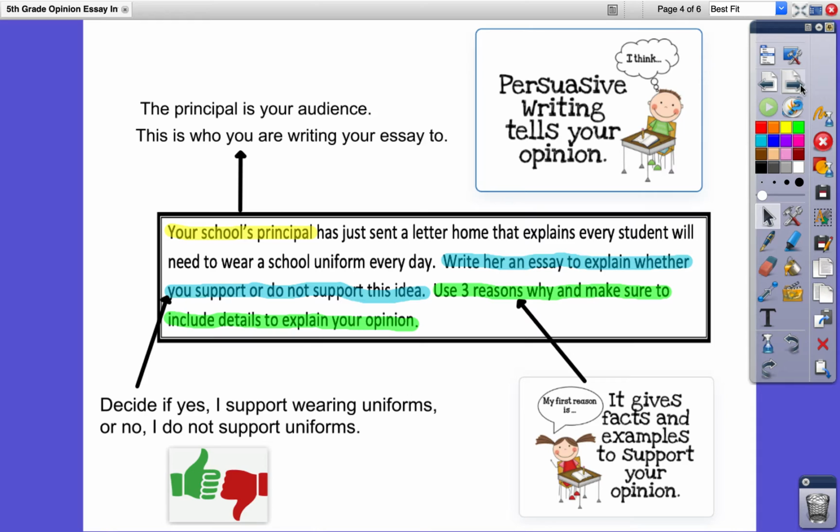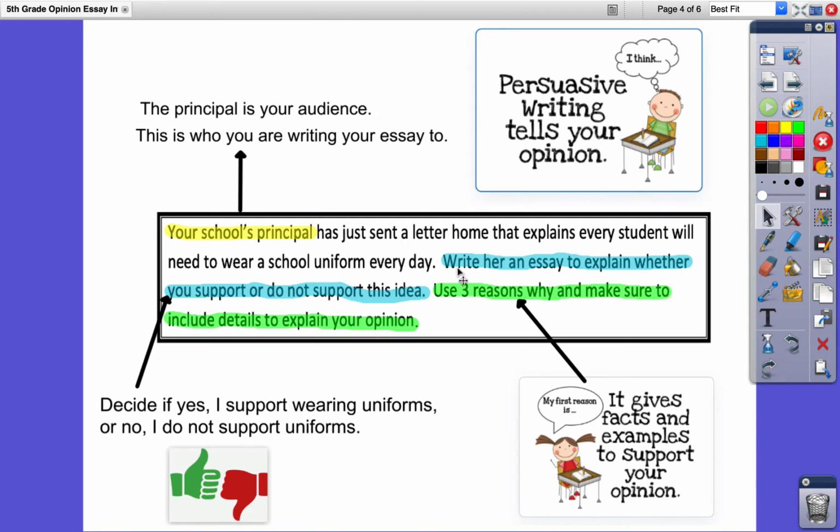Okay, so just to look at the writing prompt a little bit more closely, very important with opinion and persuasive writing, you really have to know who your audience is. Who are you writing to? Who are you trying to convince? So here we know that the principal is your audience. This is who you're writing your essay to. So you want to make sure that you're using more formal language and we're writing in a respectful tone.